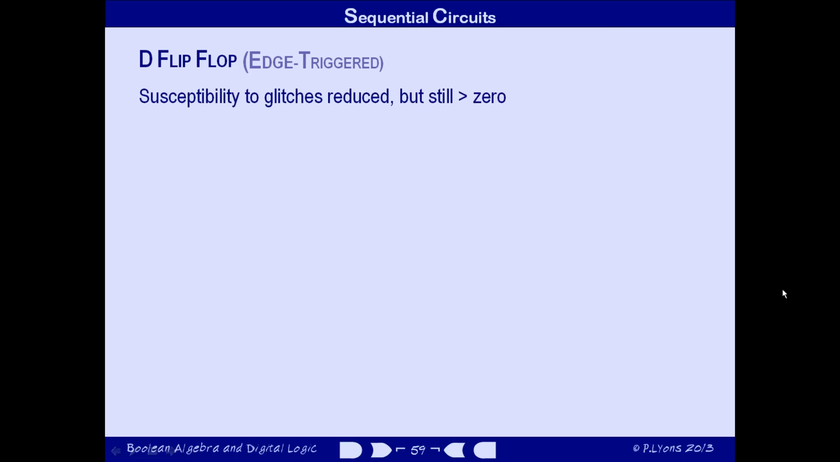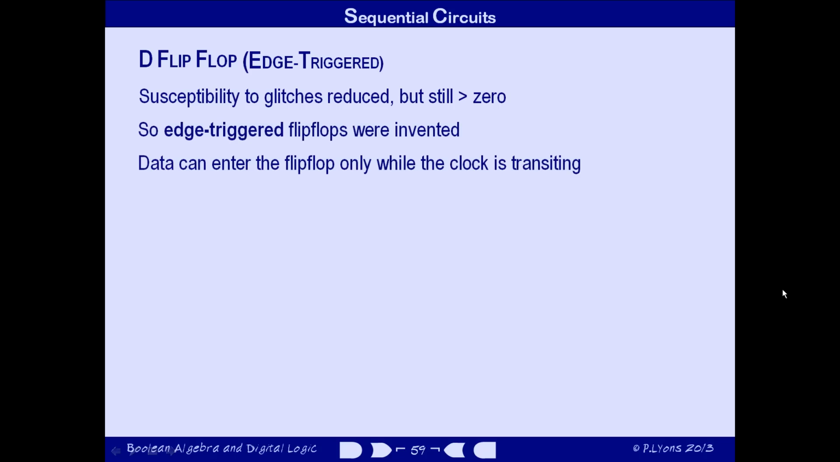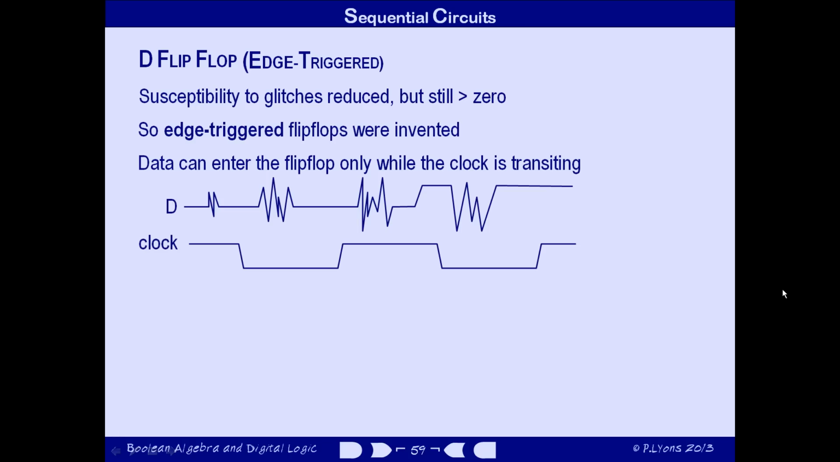To reduce glitch susceptibility still further, we move on to the edge-triggered flip-flop. This is designed to allow data into the flip-flop only when the clock signal is transiting from a low voltage to a high voltage, or from a high voltage to a low voltage. If we look at a plot of voltage against time for some incredibly noisy data, and a clock signal that's used to load the data, we can see that a D flip-flop that loads when the clock voltage is high could easily pick up the wrong value.